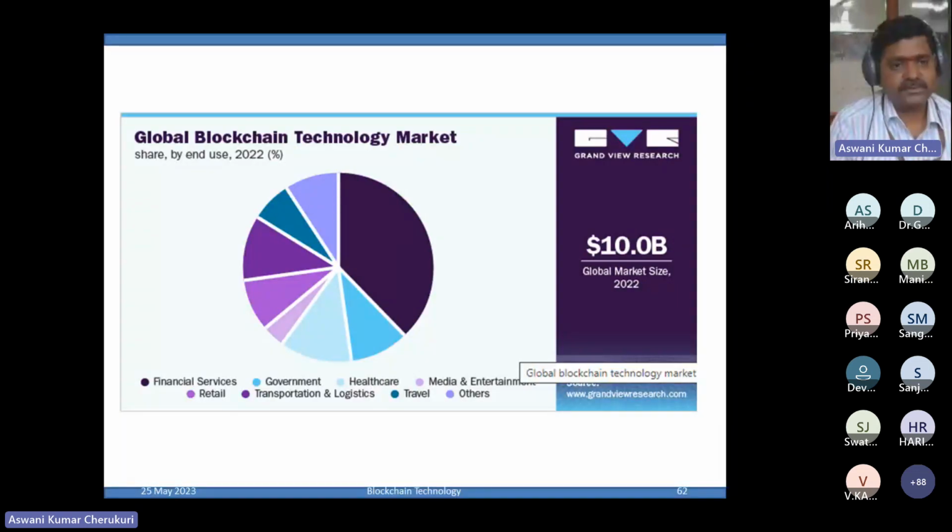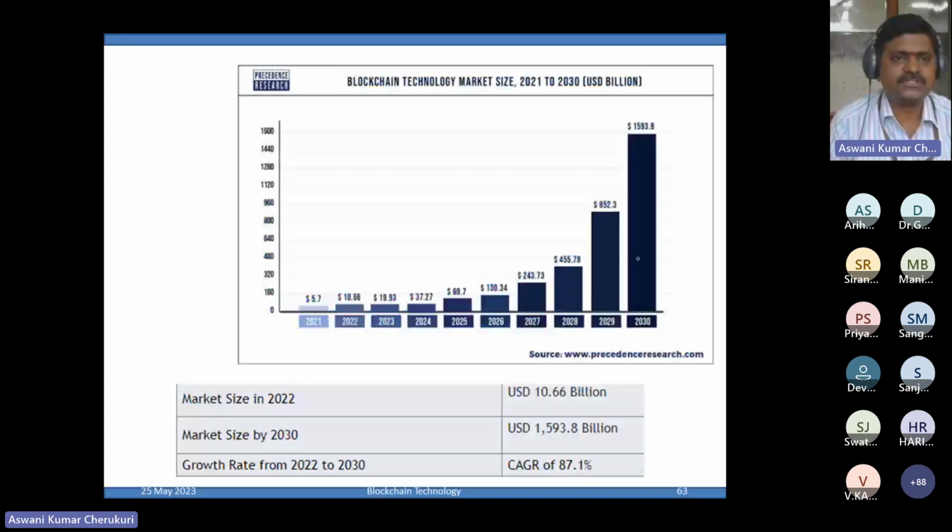And blockchain technology is booming like anything in almost all sectors, financial, government, as I said. As of now, you can see that about $10 billion of global market size is there, but it is expected to touch around $1,593 billion by 2030, okay, which is a massive growth people are expecting to see.